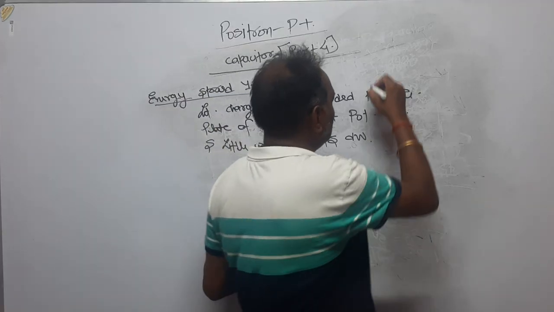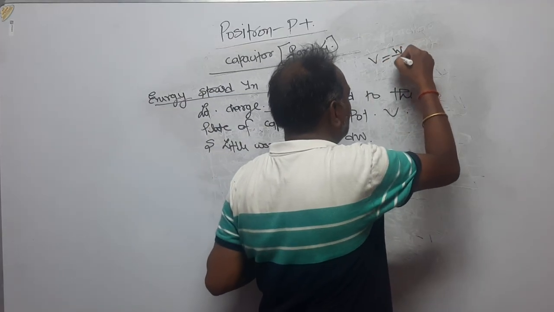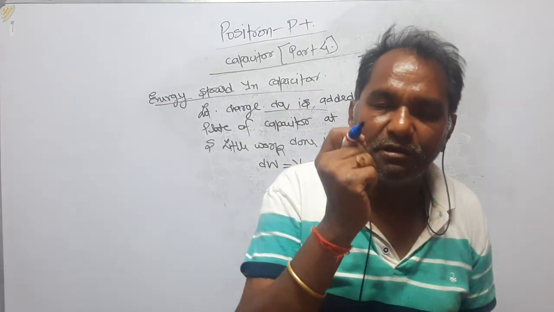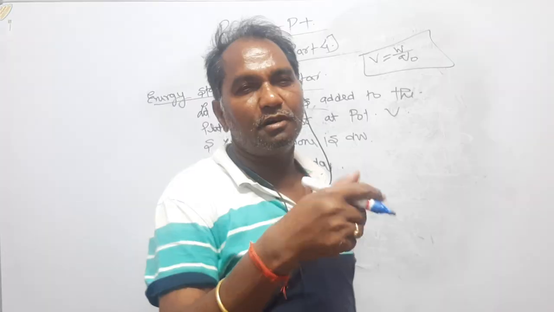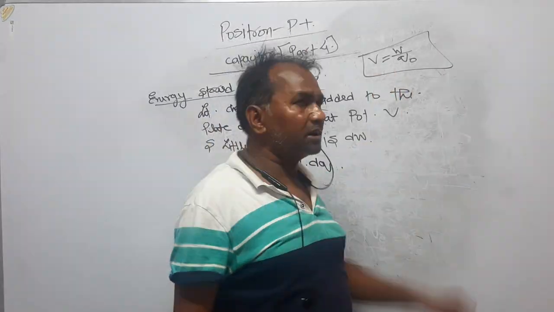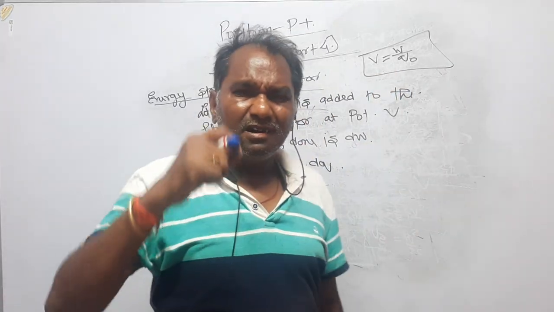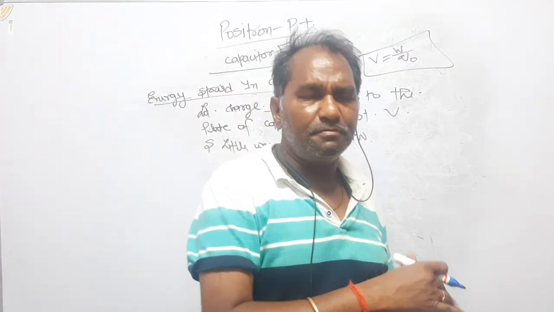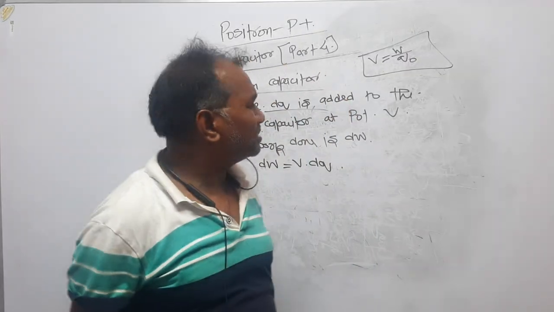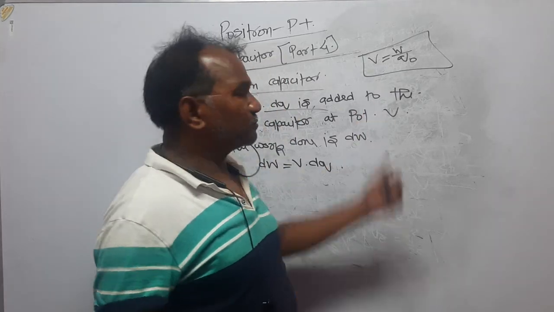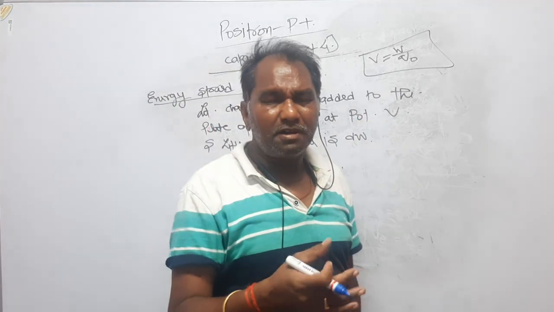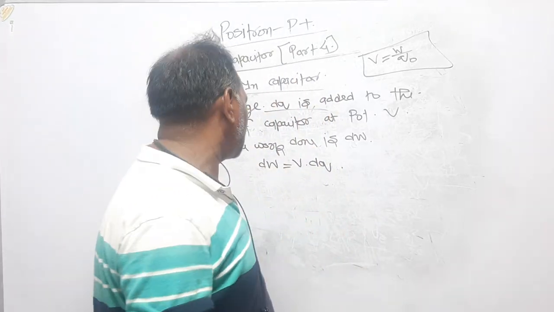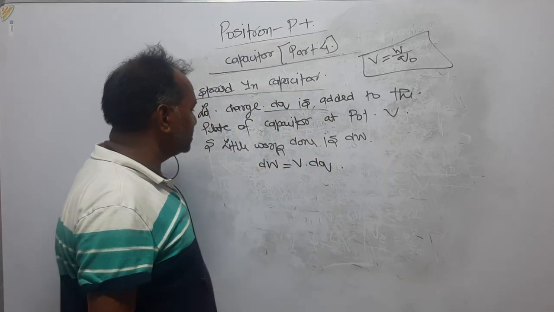I just told you that V is actually W upon Q. Electric potential is what? It is the work done in bringing a unit positive test charge from infinity to a point within the field. How do you define the electric potential? The true nature of electric potential is the work. Now, dW is equal to V dq.